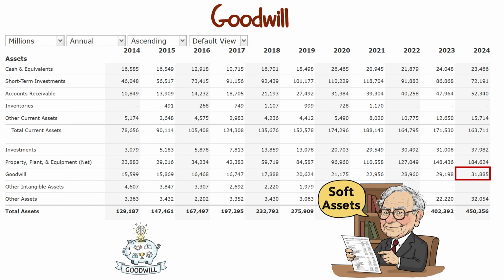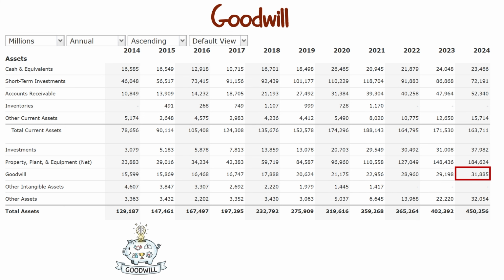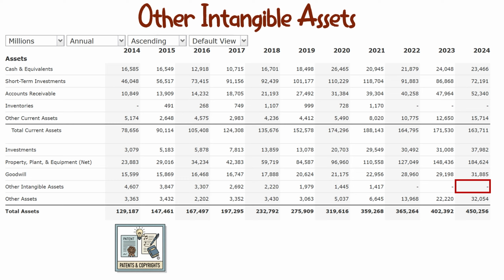Warren Buffett famously calls these things soft assets. For Alphabet, this amount primarily comes from past major acquisitions. While it is listed as an asset, it can be written down if the acquired business fails to perform, resulting in a loss for the company. Other intangible assets. This shows 0 for Alphabet. Intangible assets are non-physical items like patents, trademarks, and copyrights that a company has purchased.